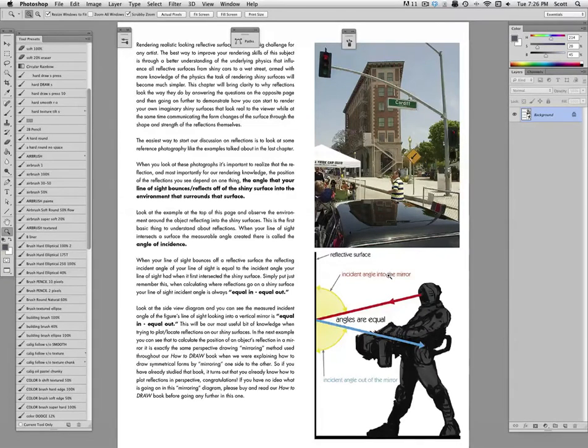We are going to learn about rendering reflective surfaces. So let's jump right into it and get started.